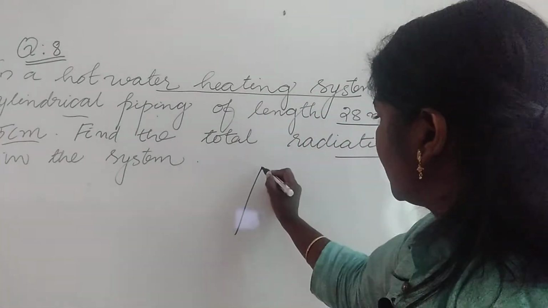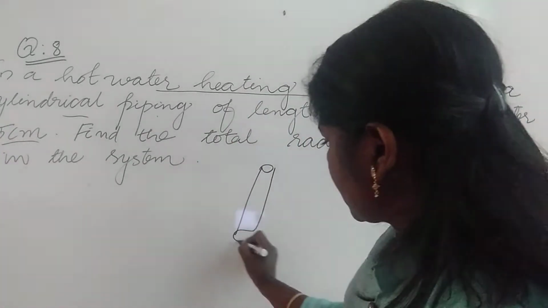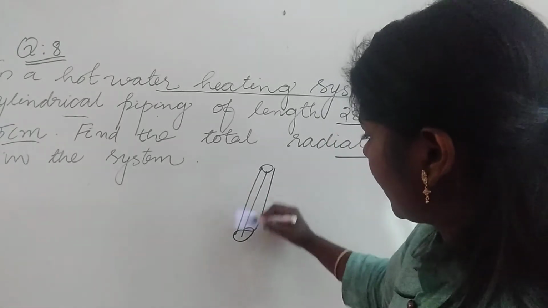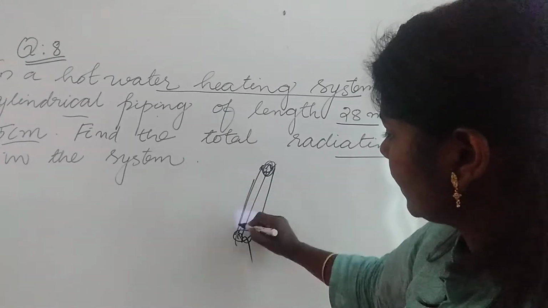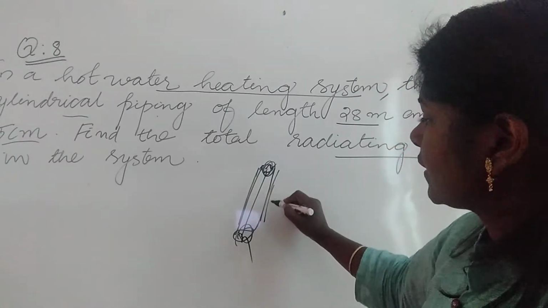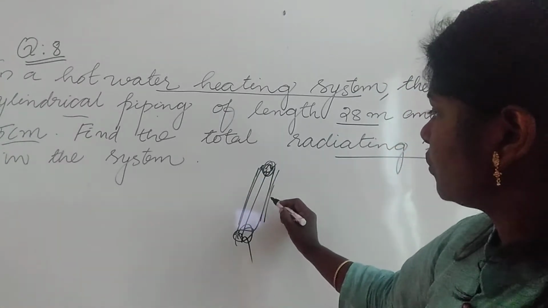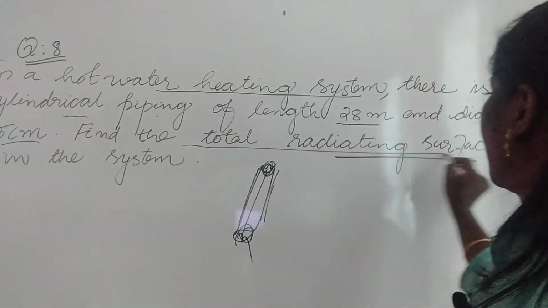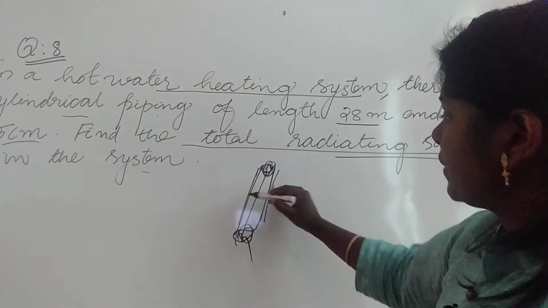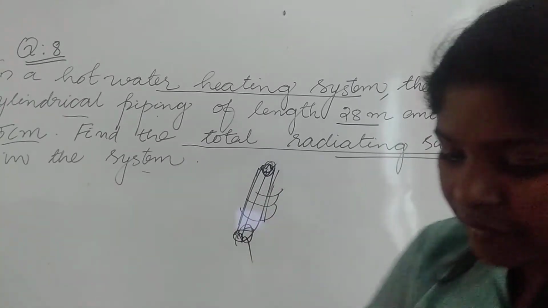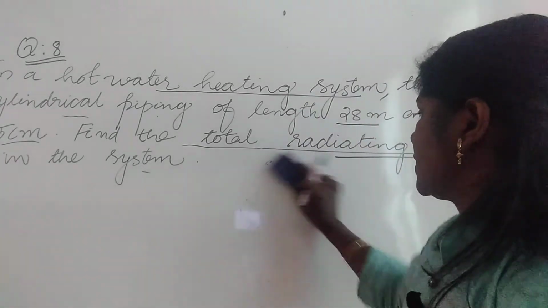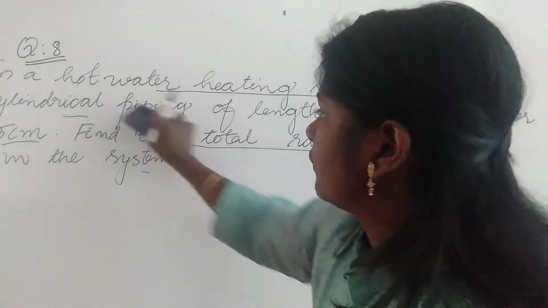If it is the piping system, this is the shape, and these two portions will not be heated, only this portion will be heated. That means curved surface area. So here we have to find the total radiating surface in the system. That means this area will be the curved surface area. So you should find the curved surface area of this particular cylindrical piping.